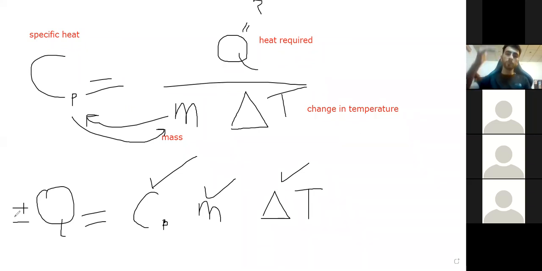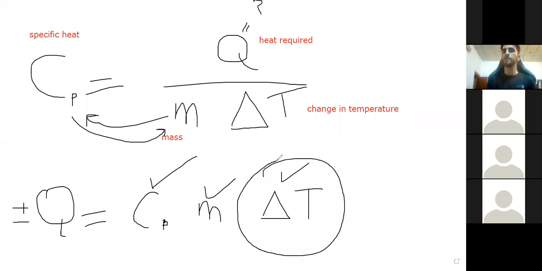If your temperature is increasing, then that means it will be positive. If your temperature is decreasing, then that means the Q is negative. So it depends on that. It depends on the delta T. And delta T basically means T final minus T initial, right? So yeah, T final minus T initial.